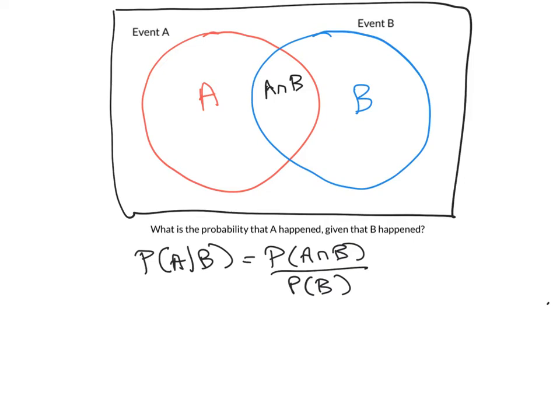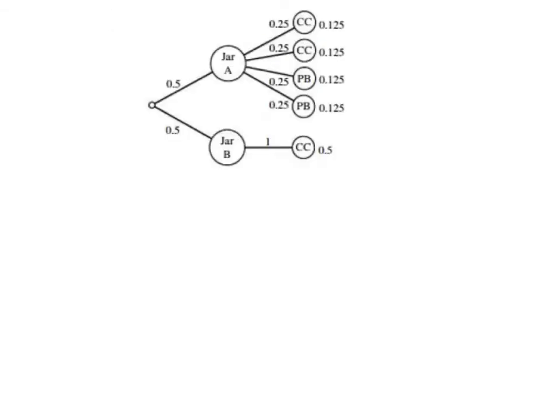Let's revisit the problem of the chocolate chip versus peanut butter cookies being drawn from the jar, and let's apply the conditional probability formula to figure out the probability that a cookie came from jar A given that it was a chocolate chip. Here's our tree for that problem again. So again, I'm looking for the probability that we took a cookie from jar A given that we wound up with a chocolate chip cookie.